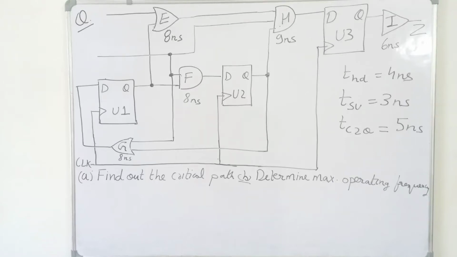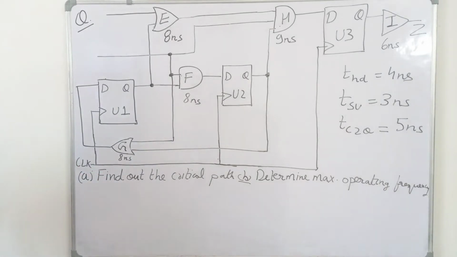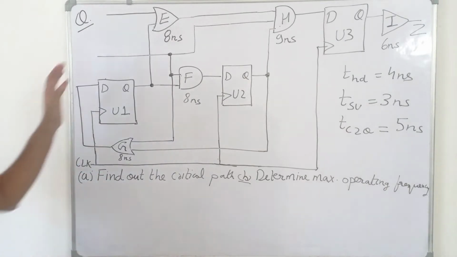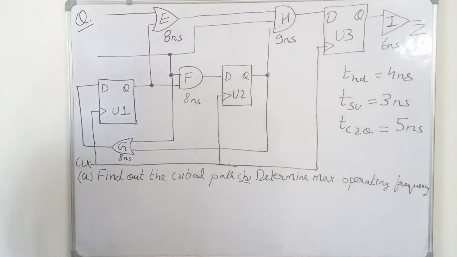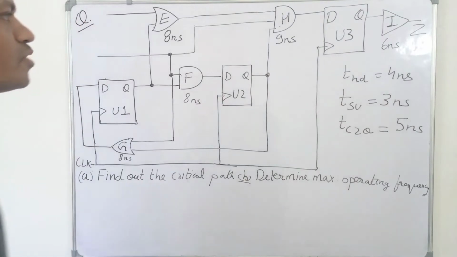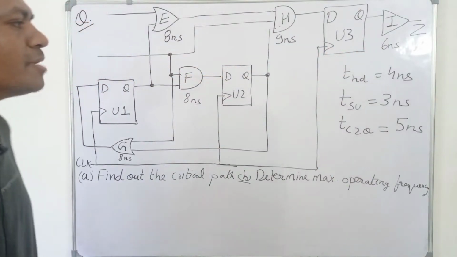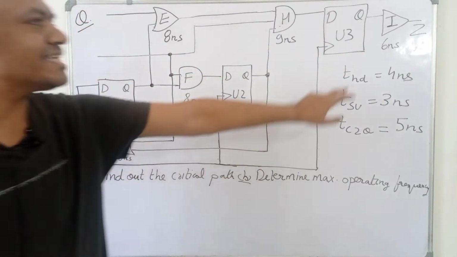So we are solving a question from the topic of static timing analysis, on maximum operating frequency and critical path. We are given this circuit. It consists of three flip-flops, U1, U2 and U3, and there are logic gates E, F, G, H and I. The propagation delays of these logic gates are also given.